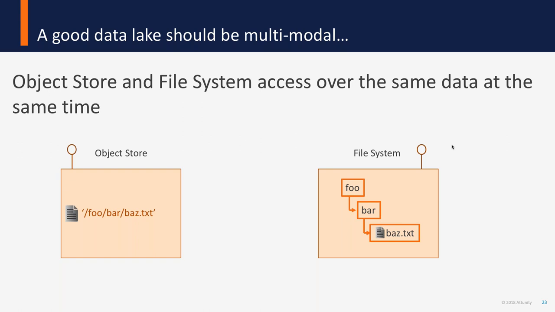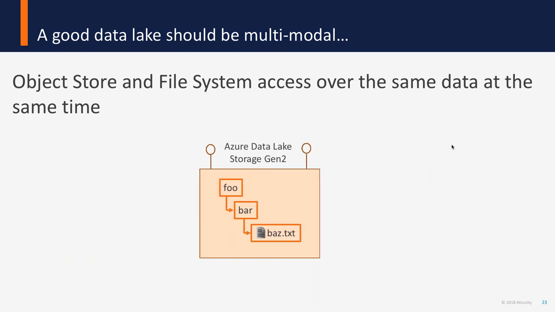So Gen 2 provides two ways of access. You have the object store that you've probably seen with blob storage or other object storage like S3 or Google Drive. Those are object storage mechanisms, and it's as simple as your URL to that object effectively defining your hierarchy. It's an implied hierarchy, not an actual hierarchy. But in Gen 2, we wanted to embrace that object store model, but we also wanted to introduce a file system model that is more natural for a big data system. So now you'll be able to access the same underlying data through multiple ways.